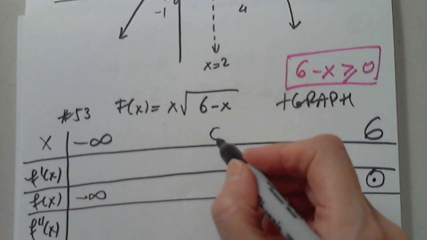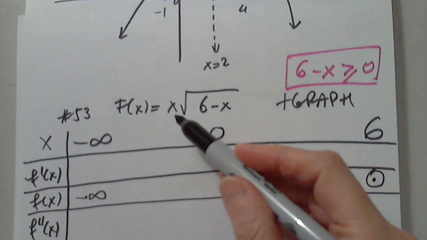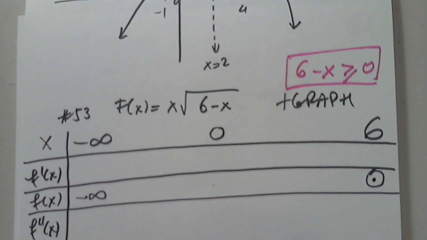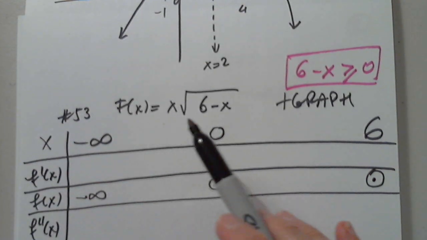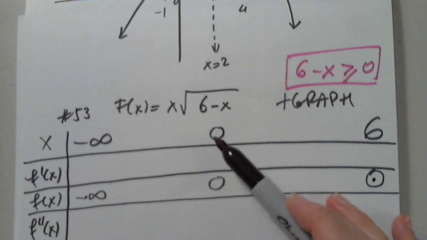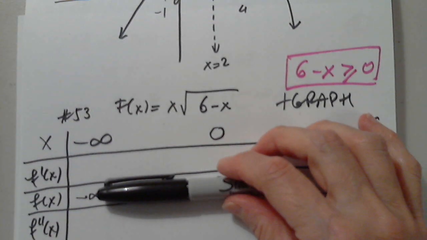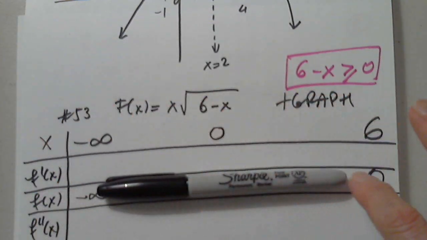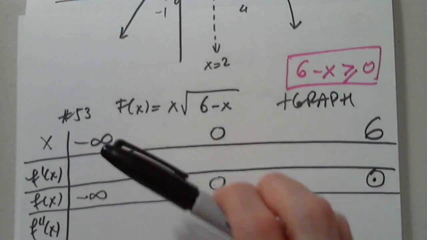Also, I have to plug in 0. Can anyone tell us when we plug in 0, what do we get? 0. Exactly. So this function is 0 at 0, and it's 0 at 6. This happens to be x and y intercept, and this is an additional x intercept. Now I can say I'm done with this. Now I move on confidently to the first derivative.